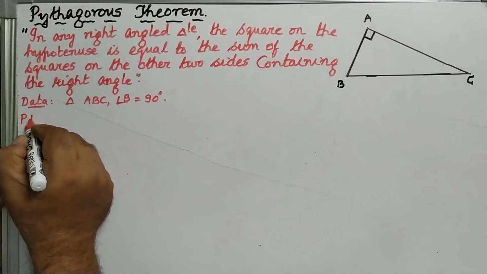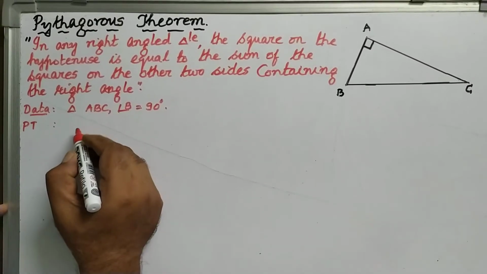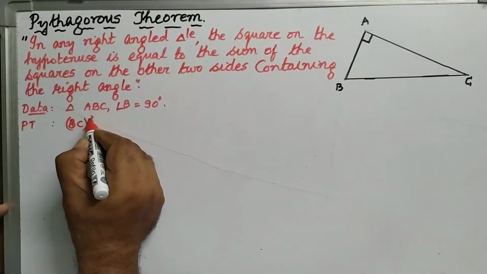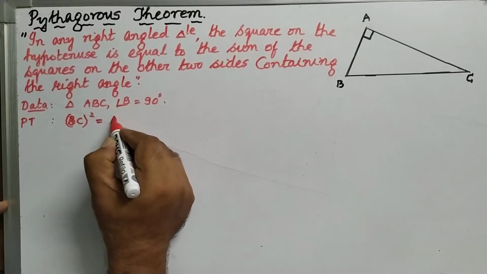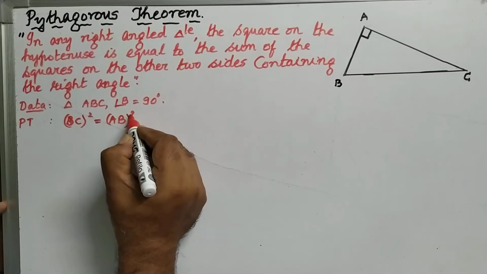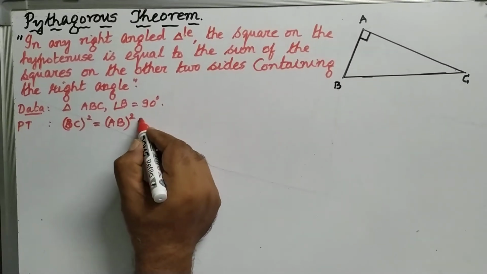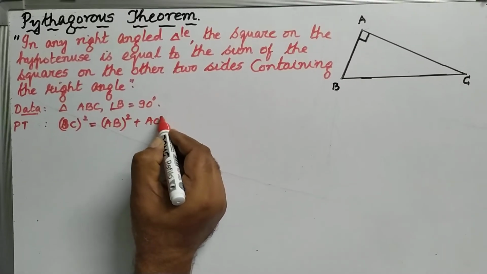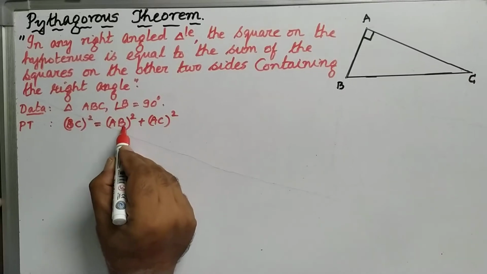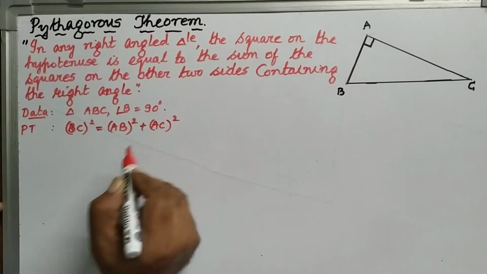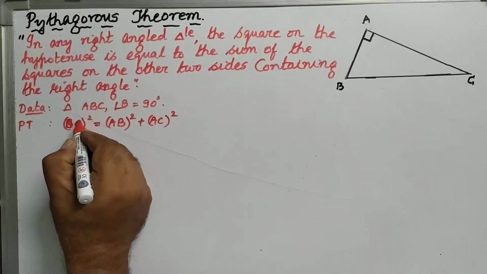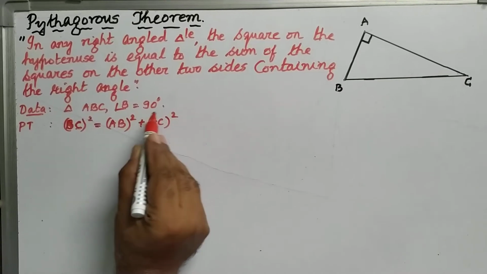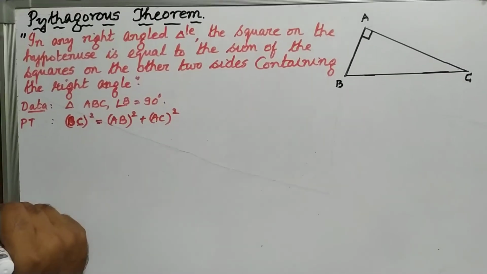And what is it that we need to prove? We need to prove that the square on the hypotenuse, BC square, is equal to the sum of the squares on the other two sides. The other two sides are AB and AC. The squares on AB and AC are AB square and AC square. The sum will be AB square plus AC square. So, the square on the hypotenuse is equal to the sum of the squares on the other two sides containing the right angle.